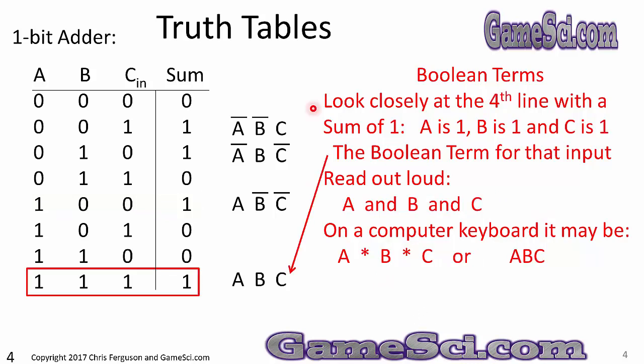The fourth line with the sum of 1, A is 1, B is 1, C is 1, produces a 1 in the output or sum. The Boolean term for that input, read out loud, is A and B and C. On a computer keyboard, you may type it out like this, or simply ABC. These are the Boolean terms for each line in the truth table that produces a 1 in the sum output.